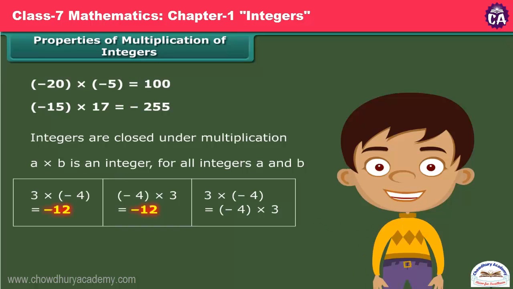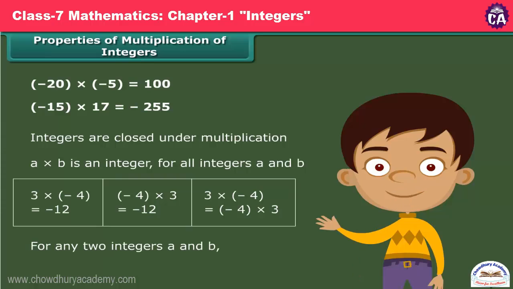Therefore, multiplication is commutative for integers. In general, for any two integers a and b, a into b is equal to b into a.